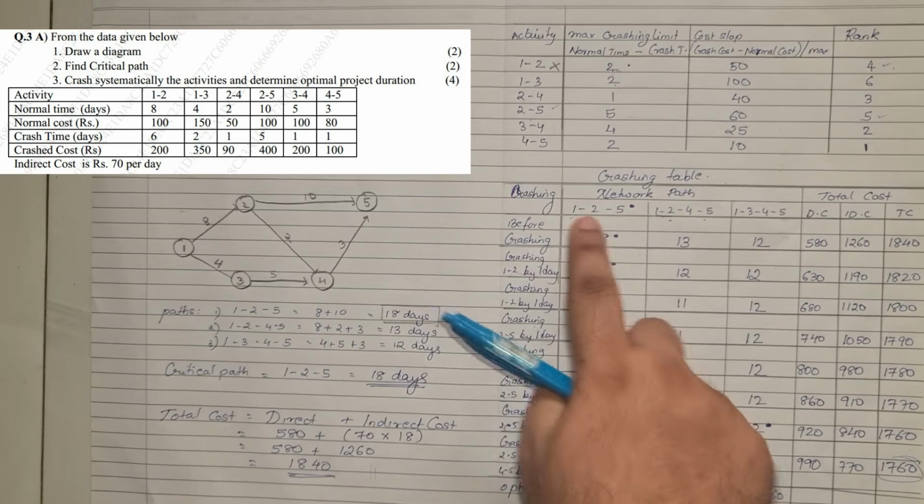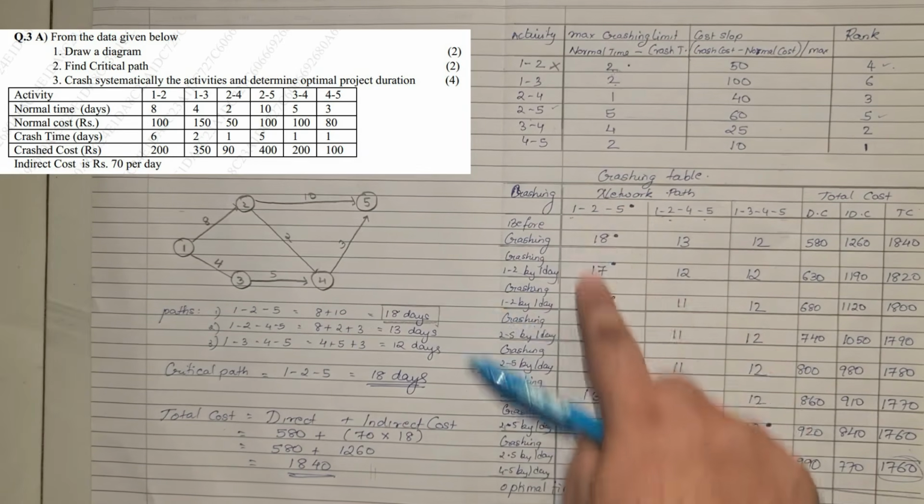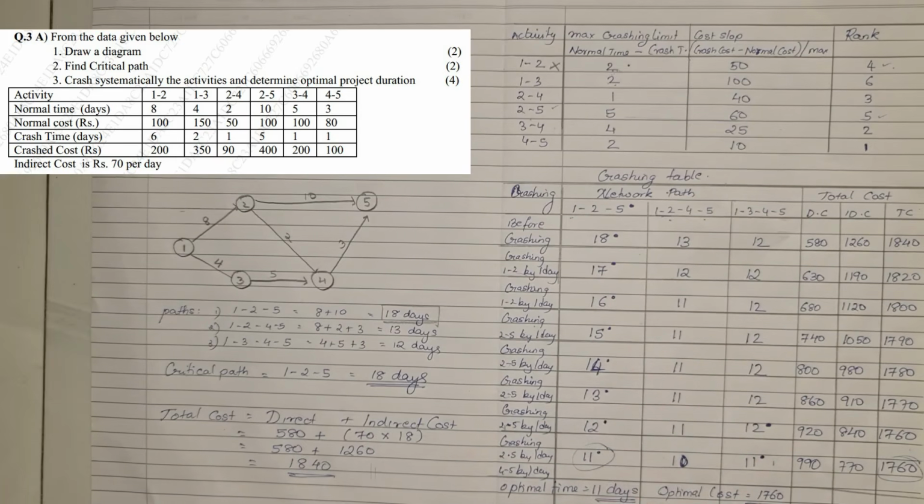Okay, because we couldn't solve it further because both the crashings have been done. 1 and 2 has been done twice, and 2 and 5 we did all 5 times, so it cannot be further crashed. Okay, so optimal time is 11 days, optimal cost is 1760. So this is how you all had to solve question number 3A. Okay, I hope everyone has understood. This was based on crashing.